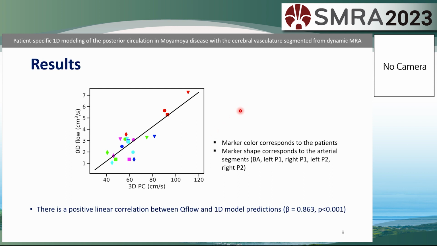For a rough validation of the 1D modeling, we extracted the velocity for these 5 arterial segments: the basilar artery, the left and right P1 and P2. The y-axis here is the simulated flow from the 1D modeling. We observed a significant correlation between these 2 parameters.